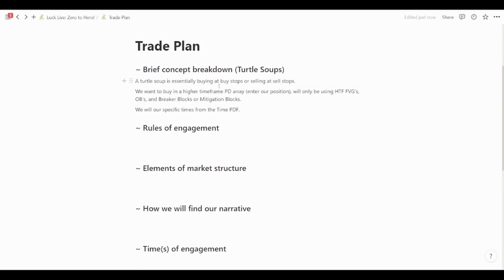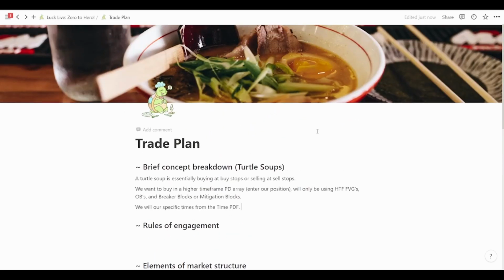And yeah, that's going to be essentially it. Basically buying or selling at the point of inception as opposed to buying after the market structure shift has occurred.